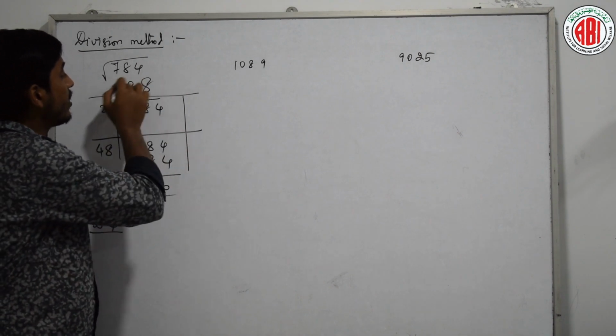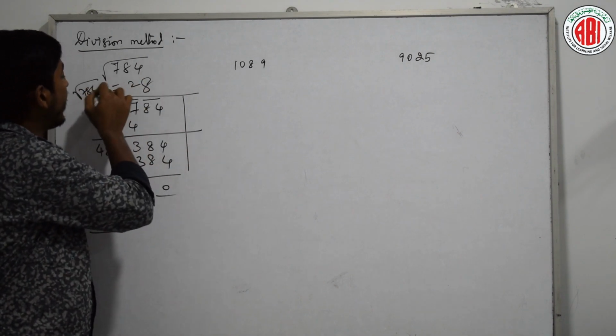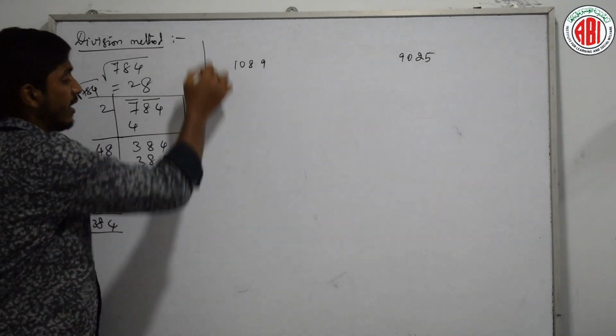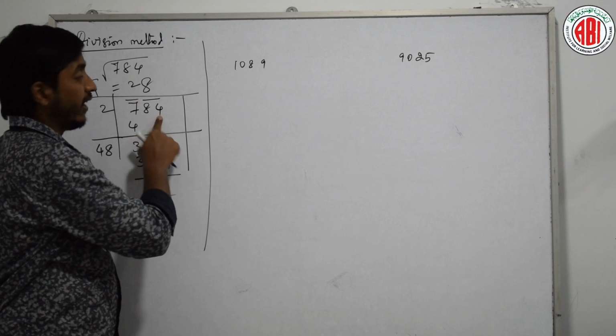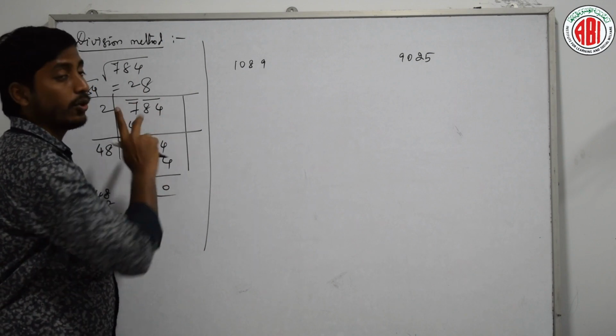This is my square root of 784. Isn't it easy to solve? Yes. Once again let me tell. First we'll write 784. Then we'll segregate into two parts.